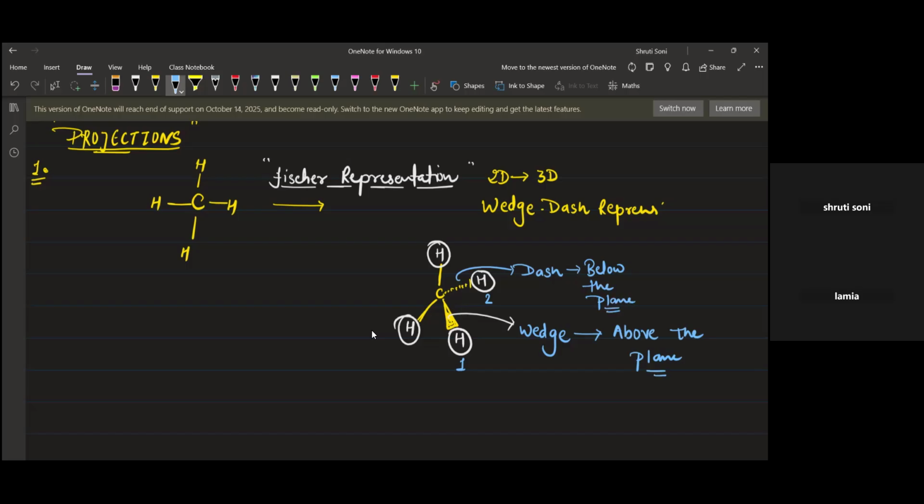Then what is above the plane? What is below the plane? The hydrogen? Yes, both above and below are hydrogens only.